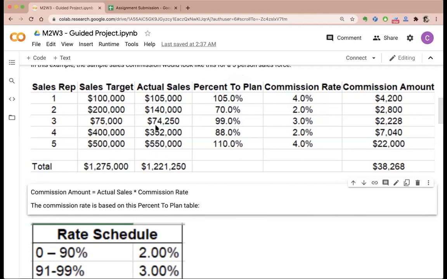Once I get these actual sales, of course commission rate is dependent on percentage to plan. So I will multiply actual sales with commission rate to get the commission amount. You get why I am not directly taking random values for actual sales, but instead taking sales target randomly, taking percentage to plan randomly, and getting the actual sales from there by multiplying these two.